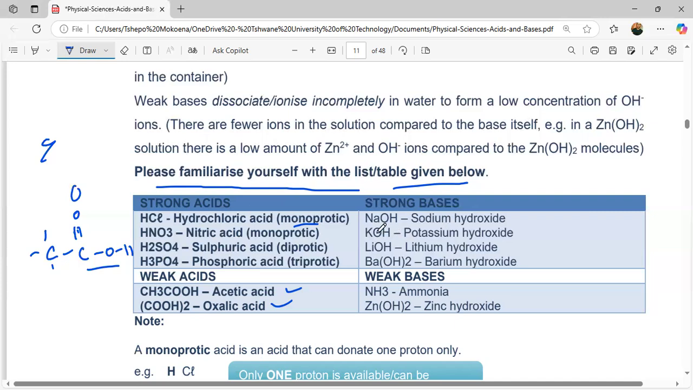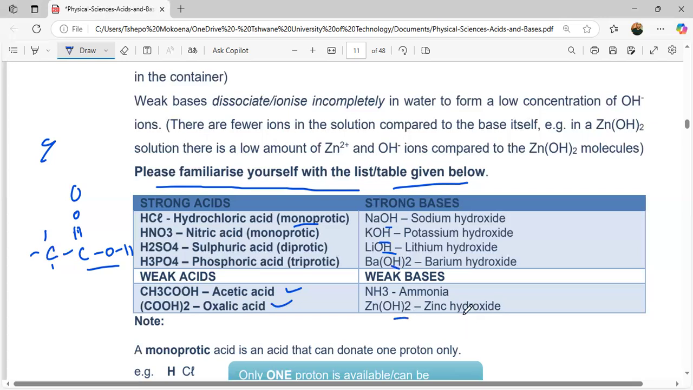Strong bases are NaOH, KOH, LiOH, Ba(OH)2. So, sodium hydroxide, potassium hydroxide, lithium hydroxide, and barium hydroxide. And then the weak bases are ammonia and zinc hydroxide. Now, when you look at the strong bases, they have OH, OH, OH, OH.